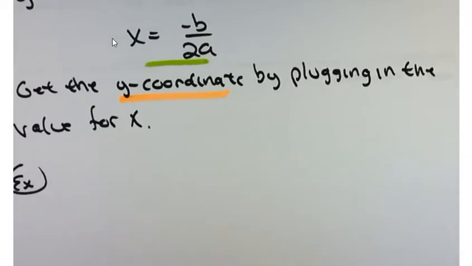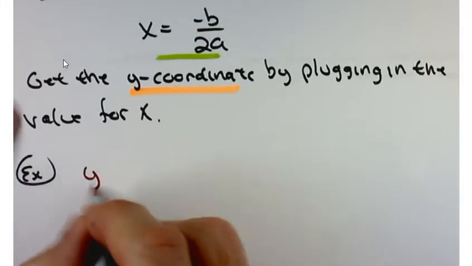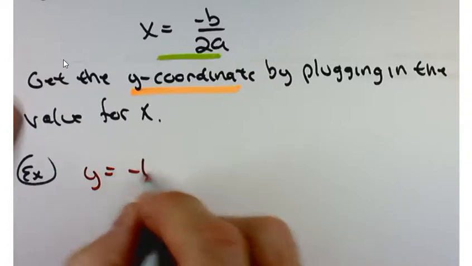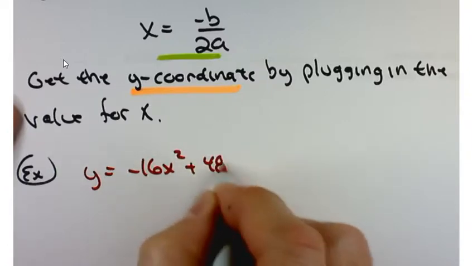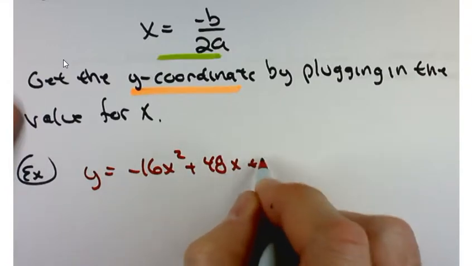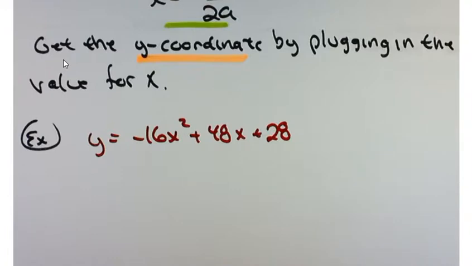So let's start with this example from the book. A ball is thrown from the top of a building or something like that, and its height, dependent on time, is given by this equation: y equals negative 16x squared plus 48x plus 28. So if I want to figure out when it's going to reach its maximum height and what that maximum height is, then I need to find the vertex.